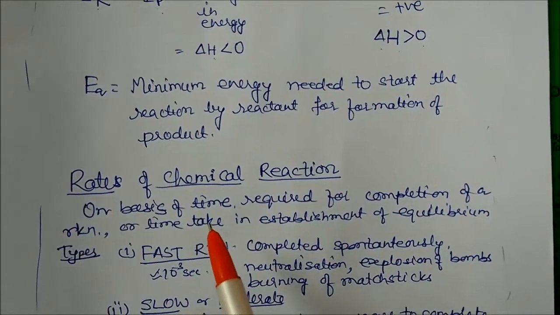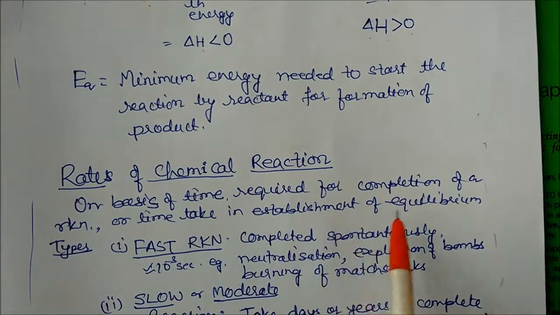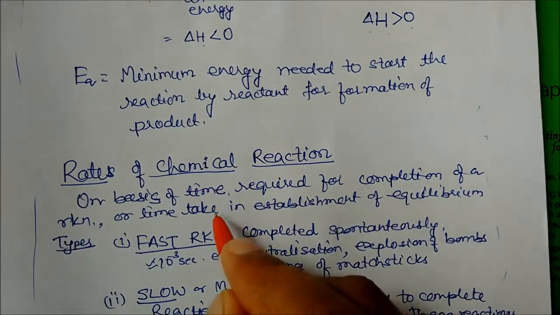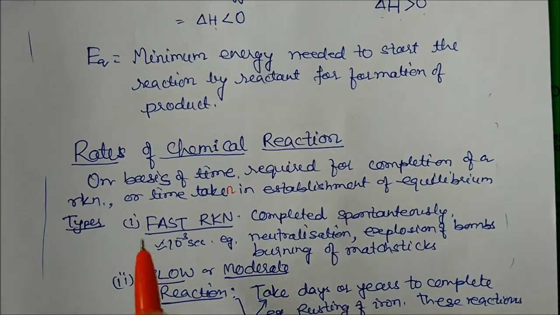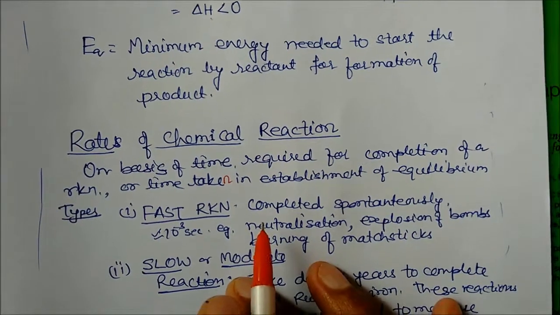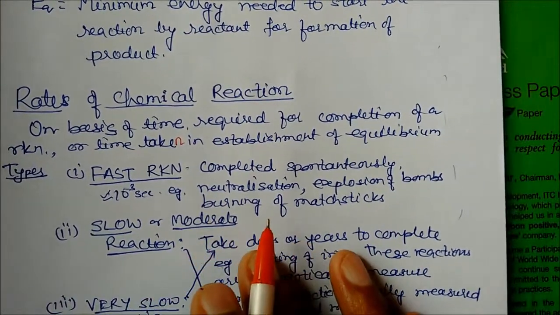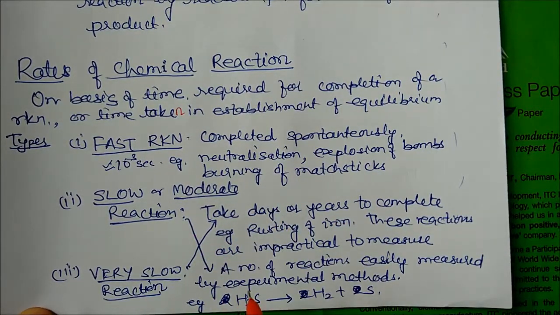Now the next topic, rates of chemical reactions. On the basis of the time required for completion of a reaction or the time taken in establishment of equilibrium during a reaction, there are different types of reactions classified. One is fast reaction, second is slow reaction, and third is very slow reactions. So let us see how these are different from each other.